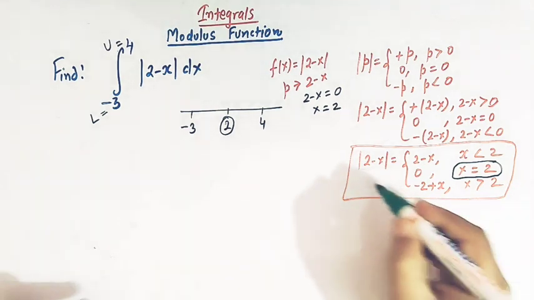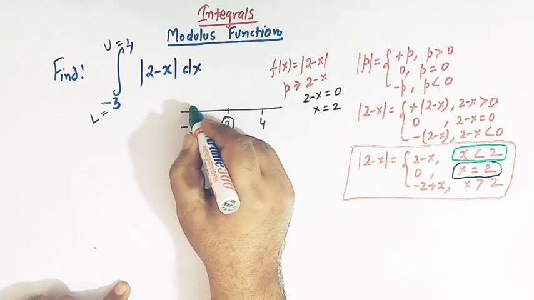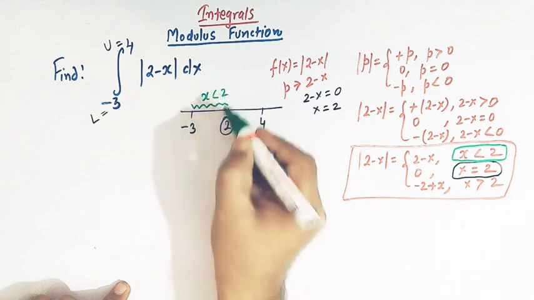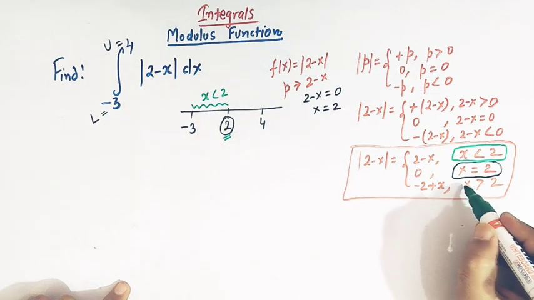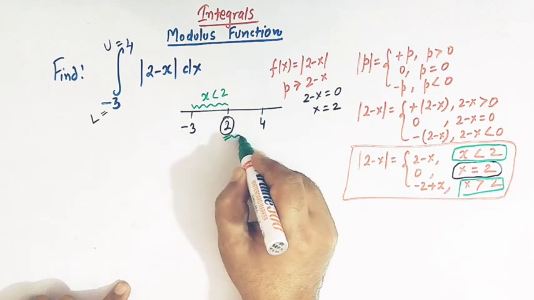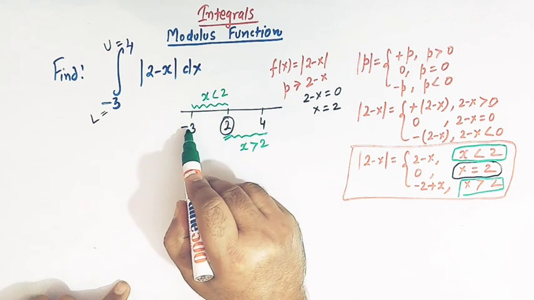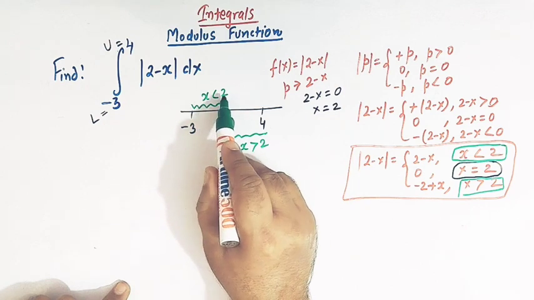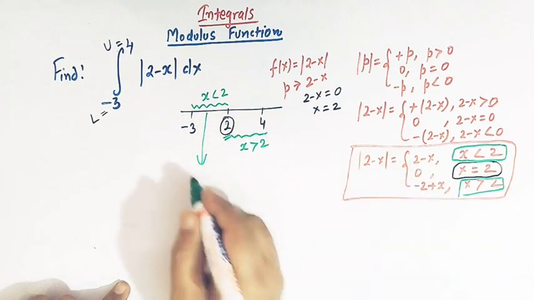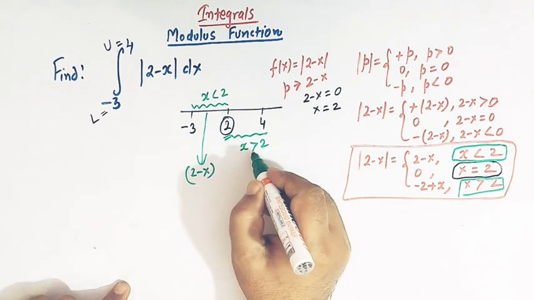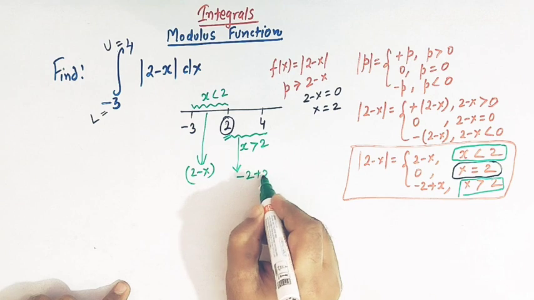Now mod of 2 minus x is equal to 2 minus x when x is less than 2. So in this part we have x less than 2, and x is equal to 2 is the point itself. And when we have x greater than 2, then we have this part. So from 2 to 4 we have x greater than 2, and when we consider the minus 3 to 2 interval, then x is less than 2. When x is less than 2, mod of 2 minus x is simply 2 minus x. And when x is greater than 2, mod of 2 minus x is minus 2 plus x.